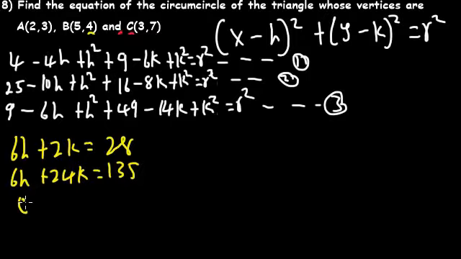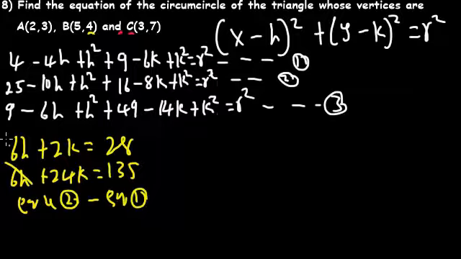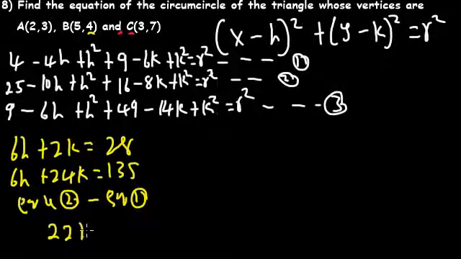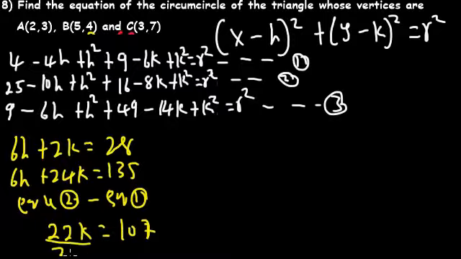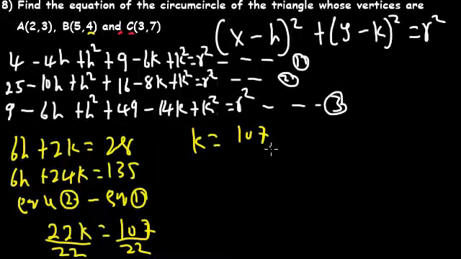So I would like to have whole numbers or positive numbers. Let's say equation 2 minus equation 1. 6h cancels. 24k minus 2k gives us 22k equals 135 minus 28. What would that be? Let me use my calculator. Okay, 135 minus 28. I got 107. Now we can divide through by 22, and we end up with the value of k. K is 107 over 22. So this is part of the center of the circle.